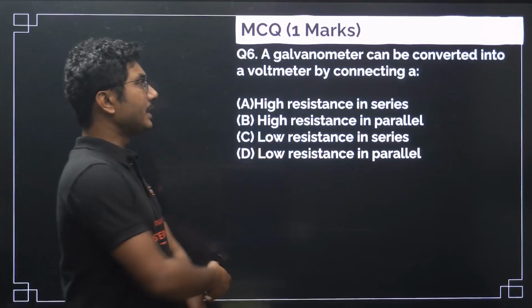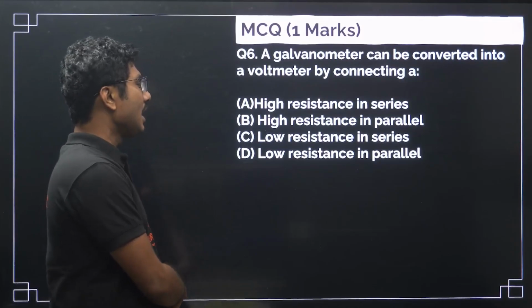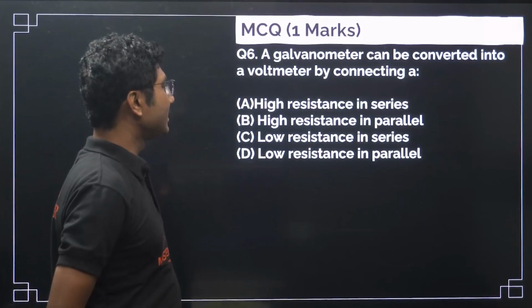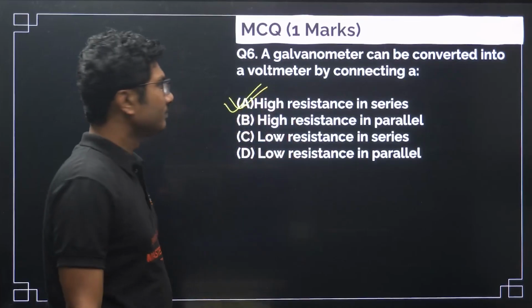A galvanometer can be converted into a voltmeter by connecting a similar question. Again, galvanometer to voltmeter, high resistance in series is the answer for this question.